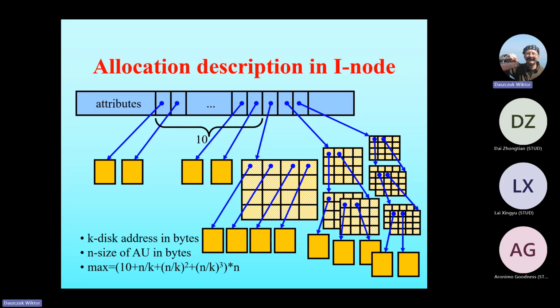In this structure, the size of a file is limited. We have 10 plus block size divided by disk address size, plus the same squared, plus the same cubed. It is a large value, but it is finite.